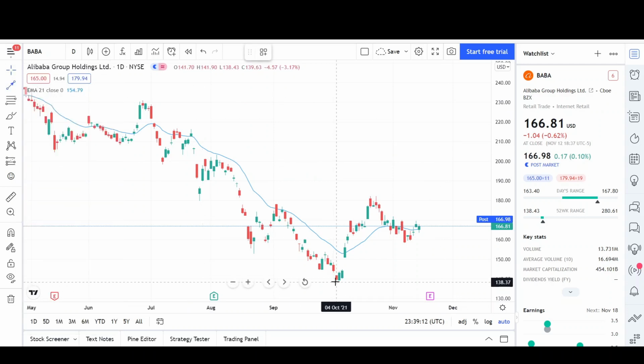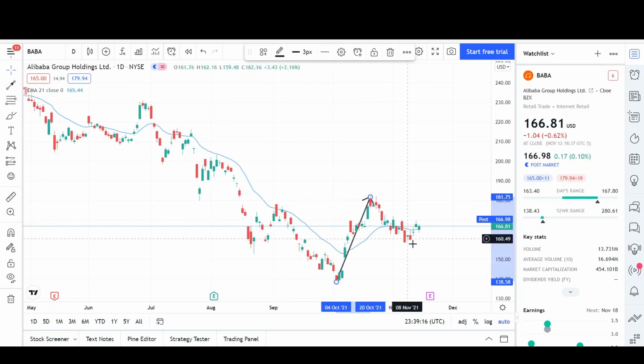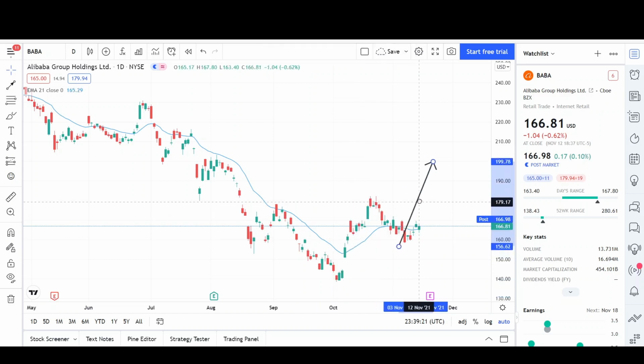So this was the first leg up for Alibaba, and then there was a small correction back down halfway. So that's probably about 50% retracement. So it looks like it's springing up for another move up, which would be this leg right here, all the way back up to that $200 level or the 201 level.